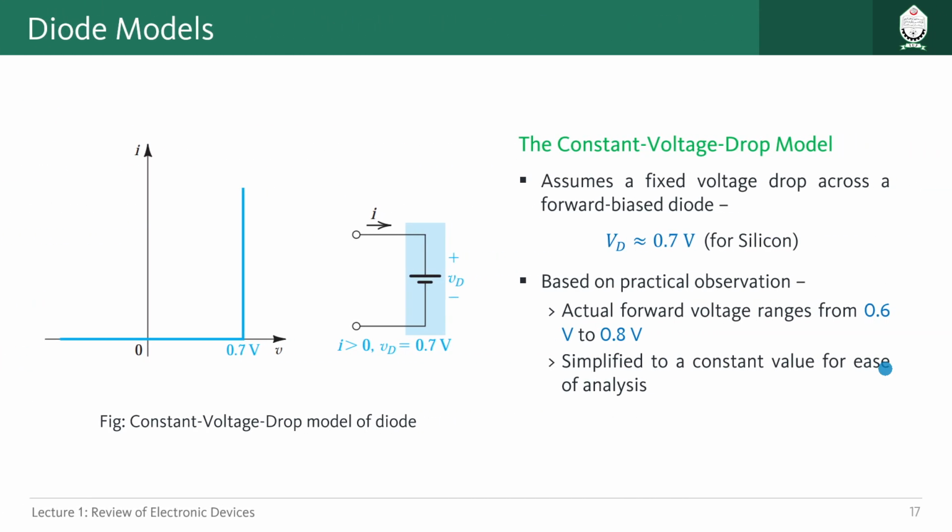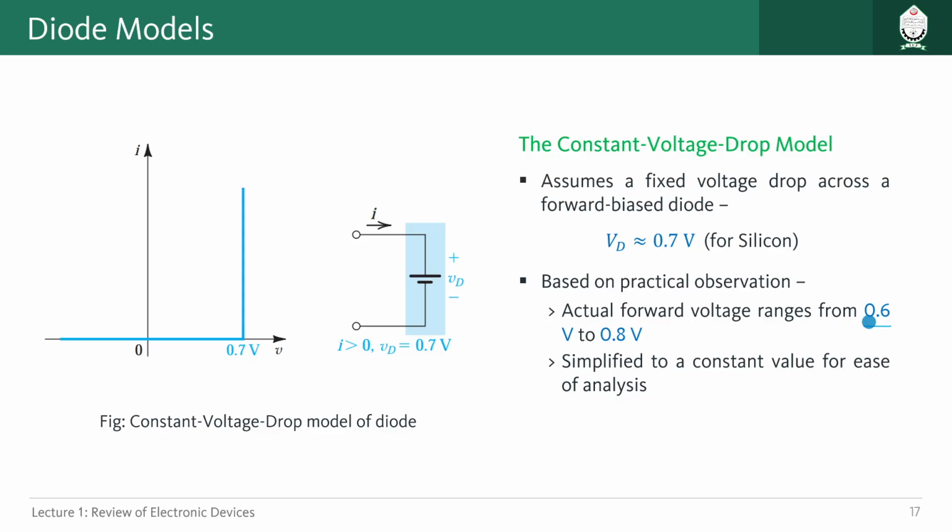Now let us look at another diode model, which is the most important for our case, called the constant voltage drop model. So what is the constant voltage drop model? In the ideal diode model, for the forward biased case, we took the forward voltage drop of the diode as 0 volt, which is not really that accurate, because for a silicon diode, whenever the diode starts to conduct, the voltage drop across it lies between 0.6 volt and 0.8 volt, so it is not exactly 0.